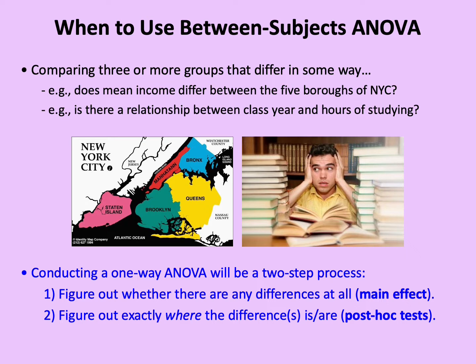And then we're going to use SPSS to figure out where the differences are. So the first thing we learn is simply, yes, there is a difference in hours studied across freshmen, sophomores, juniors, and seniors. And then we have to use SPSS to find out which groups differ from each other.